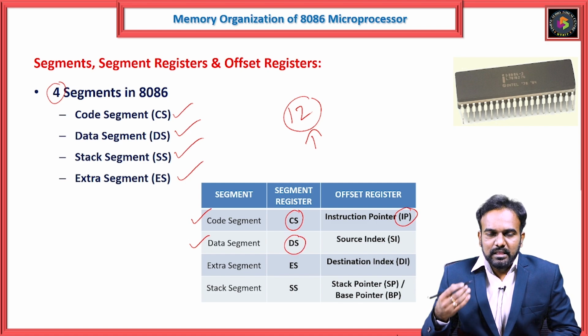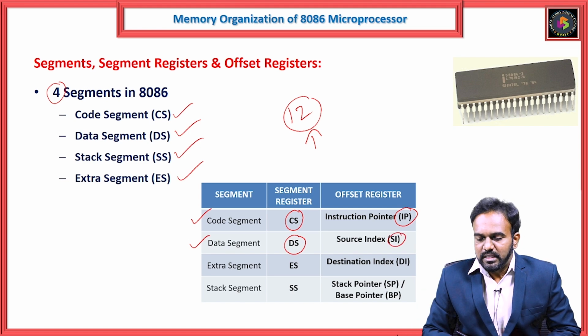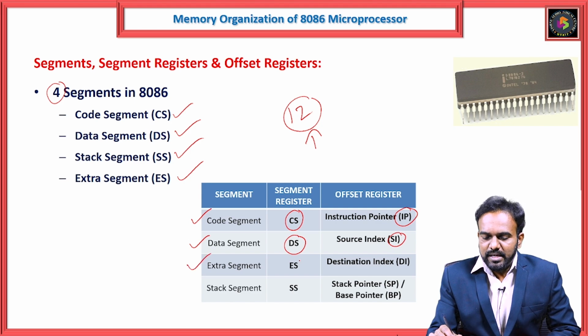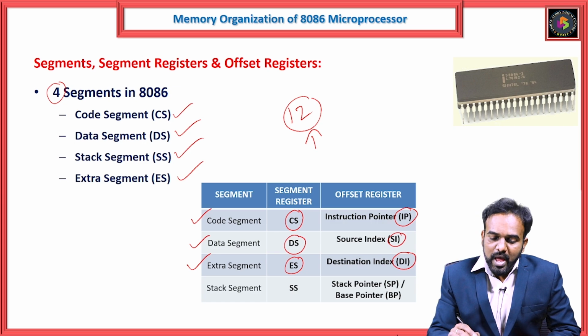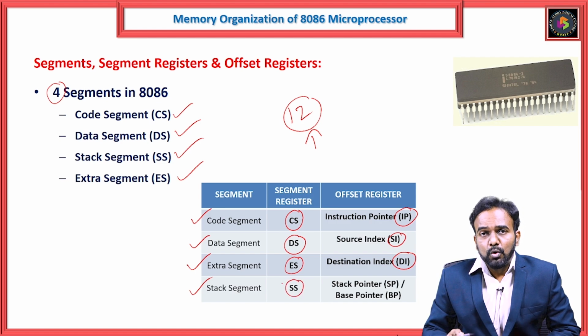And to access the data from this data segment, for the offset address, to store that, here we are going to use the register called SI, that is the source index. Similarly, to access the data from the extra segment, ES is the segment register and DI is the offset register. To access the data from the stack segment, a 16-bit register, or to store the base address, here we are going to use SS. And to store the offset address, sometimes we may use the stack pointer, sometimes we may use the register called the base pointer.